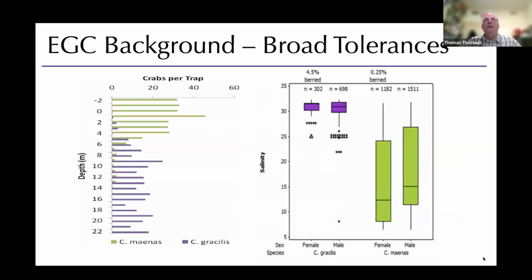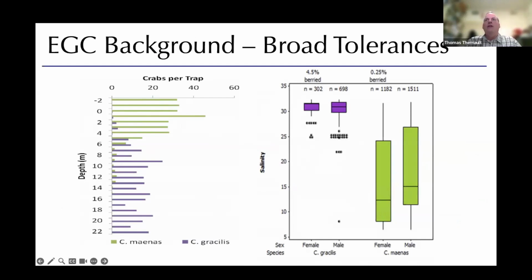So with respect to why green crab are found in so many areas, it really has to do with their broad tolerances. Here's an example comparing European green crab with Gracilis, one of our native crabs. What you see from the graph on the left is that the green crab is really occupying that high intertidal zone where it's avoiding competition with our native crabs.